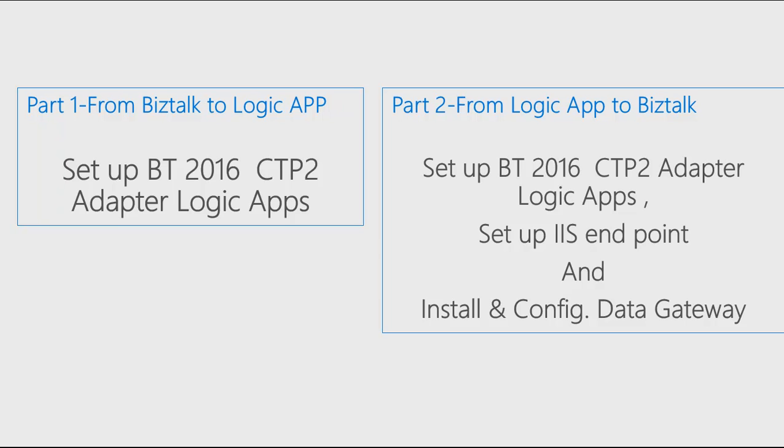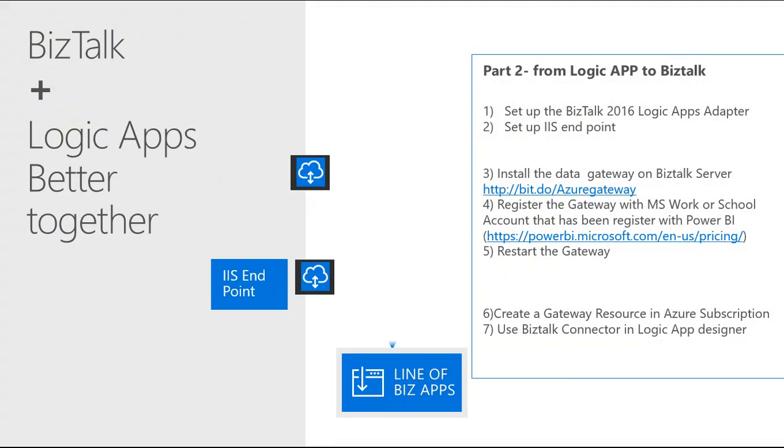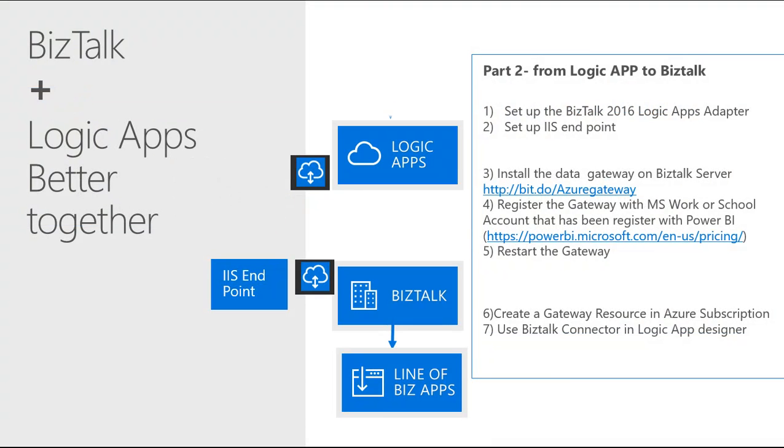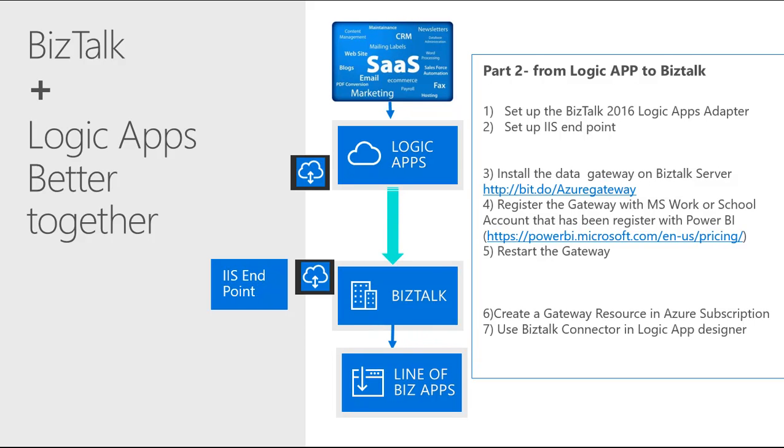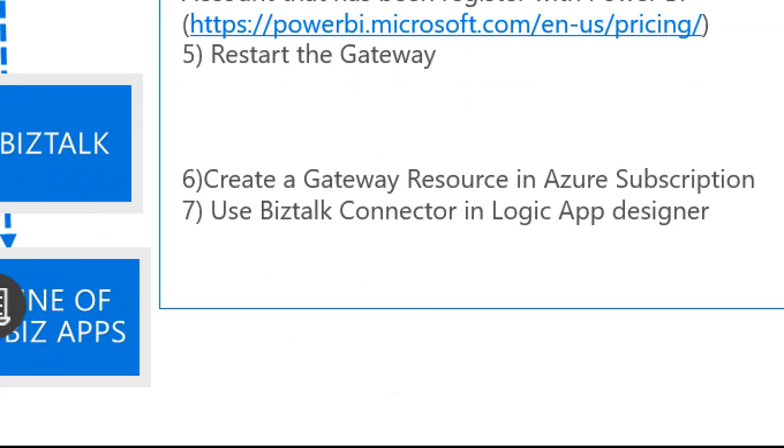The reason is simple: we have to set up the BizTalk 2016 CTP2 adapter for Logic App, then we have to work on the IIS endpoints, and obviously there's one more important thing, that is the data gateway. So that takes more steps. Well, for a secure connection or communication to happen between Logic App and the BizTalk server which is installed on your premises, we need a couple of things here.